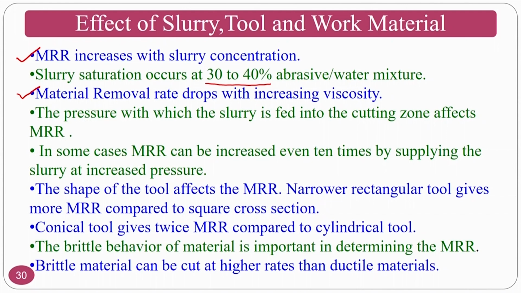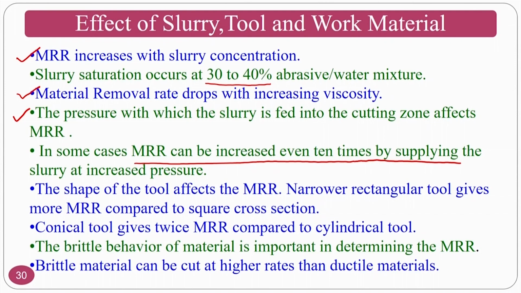The pressure with which the slurry is fed into the cutting zone affects the MRR. That means if the pressure is very high, what will happen? The flow rate of the slurry will be very high. If the flow rate of the slurry is very high, what will happen? The number of abrasives in the machining region will be very high. In some cases, MRR can be increased even 10 times by supplying the slurry at an increased pressure. That means that if the pressure is very high, material removal also increases.